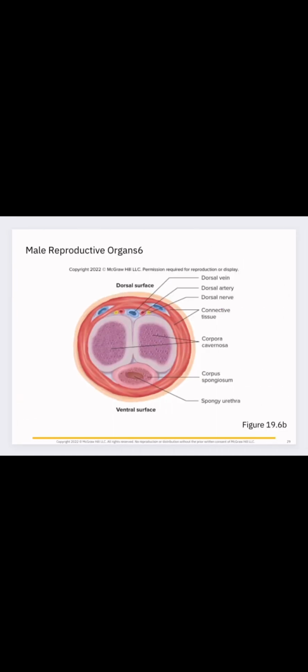So let's get deeper into the male reproductive system. The two big circles here are the corpora cavernosa. At the bottom, we can see the corpus spongiosum and the spongy urethra. In the upper view, we have the dorsal vein, dorsal artery, and the dorsal nerve. And this is surrounded by connective tissues.